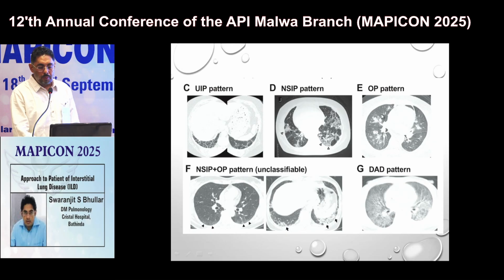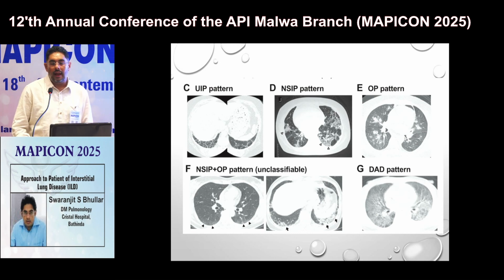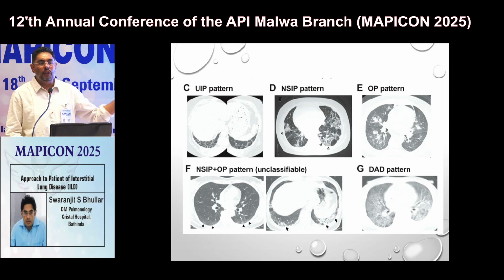Then coming to OP. In OP you see a lot of consolidations, and you may also see an atoll sign. So with dense consolidation, it will appear more like an infective disease. It may also look like tuberculosis, or other non-tubercular mycobacterial or lingering infection. But cryptogenic organizing pneumonia responds beautifully to treatment.